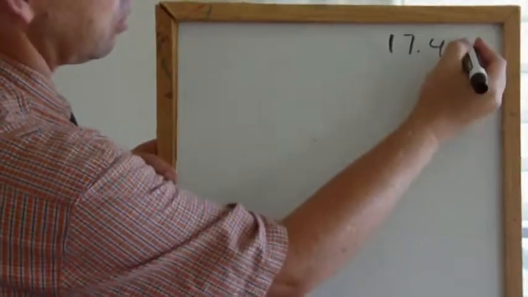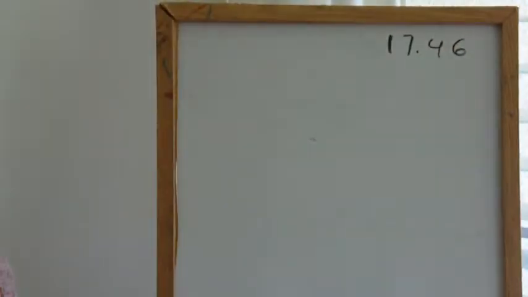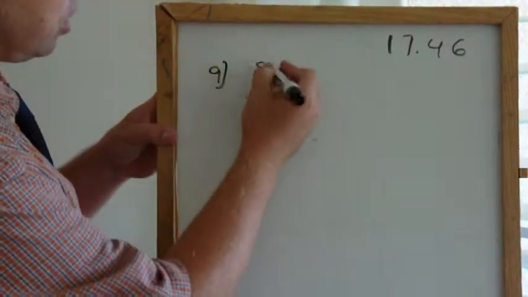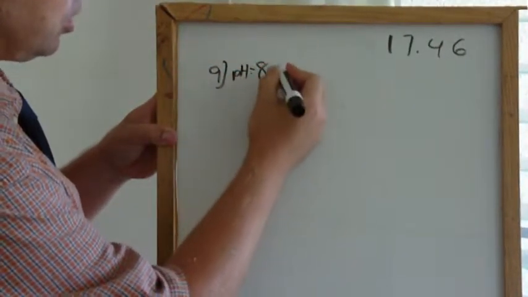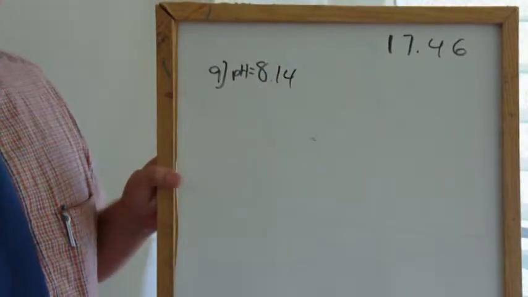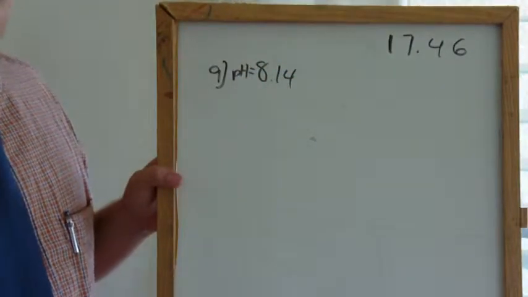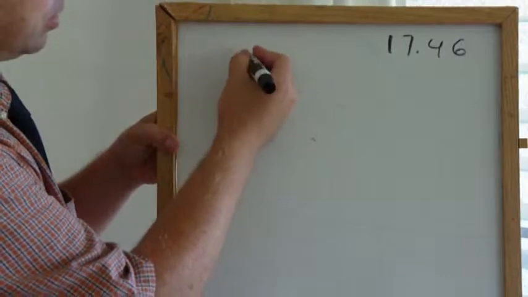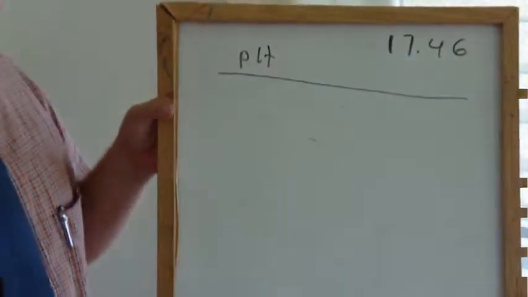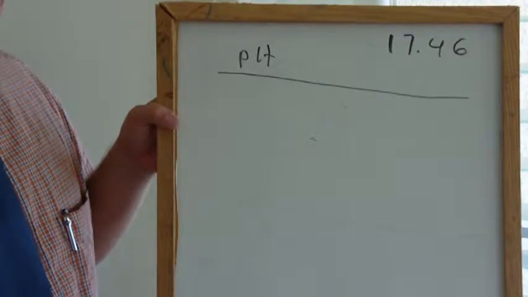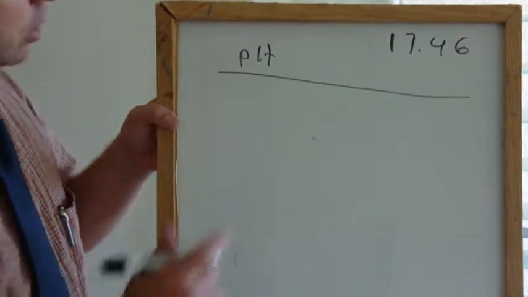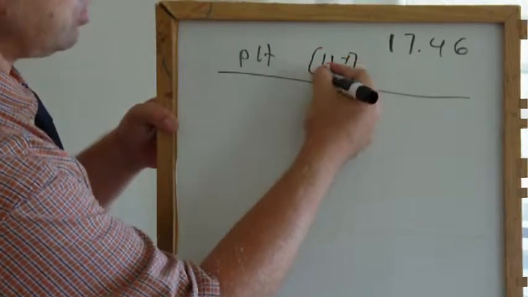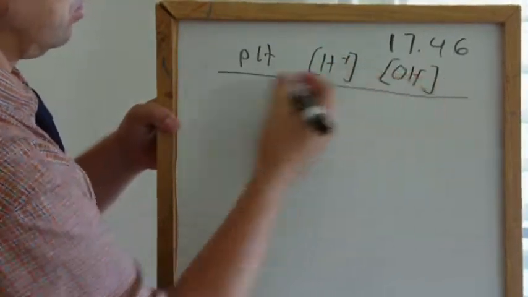1446. Calculate the molar concentration of hydrogen ion and hydroxide ions in solution that have the following pH values. All right, pH is 8.14. That's the pH. We need to calculate the, let's see, I'll set it up like this. The pH, and we need to identify what else? Okay, the molar concentrations of H plus and the molar concentrations of OH minus. So we need to find the H plus concentration and the OH minus concentration.